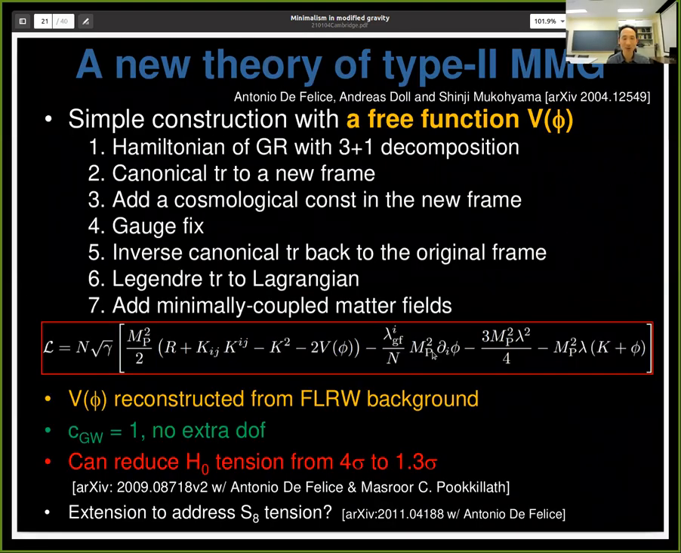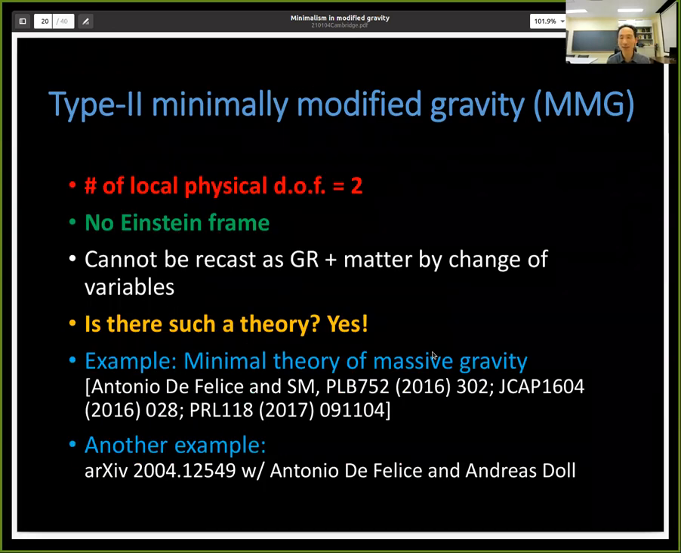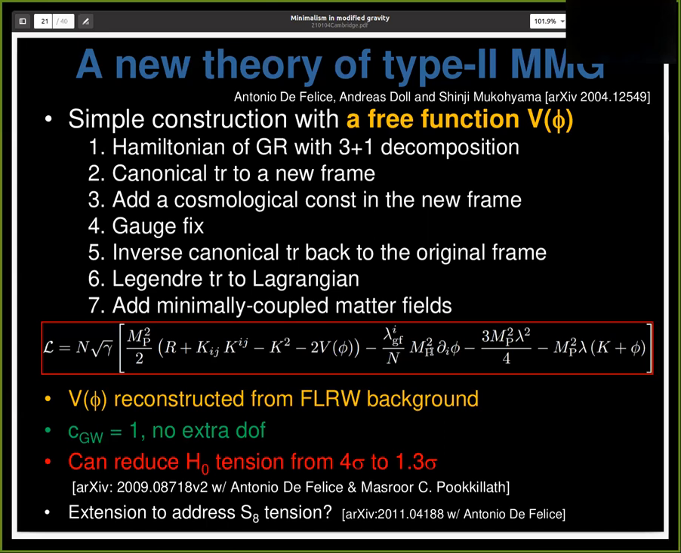That's a good question. We didn't try, but it should be straightforward. But my concern, of course, would be that it becomes strongly coupled, because the other day we did something similar. Yeah, there is no extra degree of freedom at the fully nonlinear level.